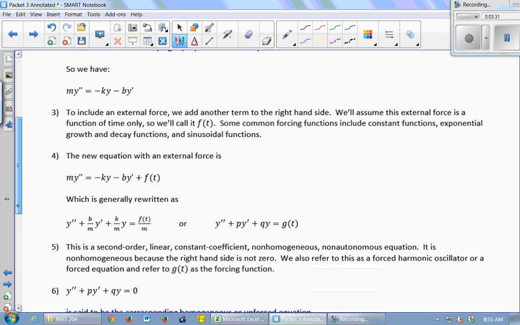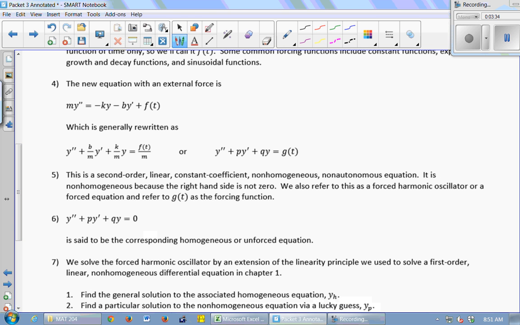So our new equation, where you have an external force, is just the old harmonic oscillator plus f of t. And then we typically rewrite this just so that we don't have so many constants floating around. We solve for y double prime by dividing everything by m, and then rename the constants. So b over m and k over m and f of t over m. We rename all those things so we don't have so many constants. So we call b over m p, k over m we'll call q, and f of t, the forcing function divided by m, we'll call some other function g of t.